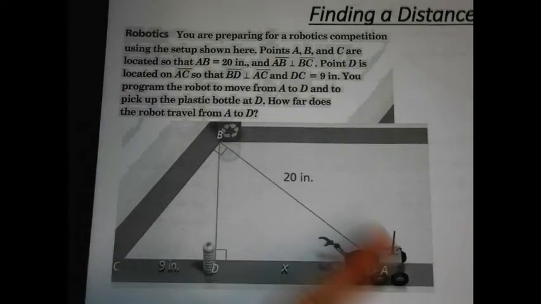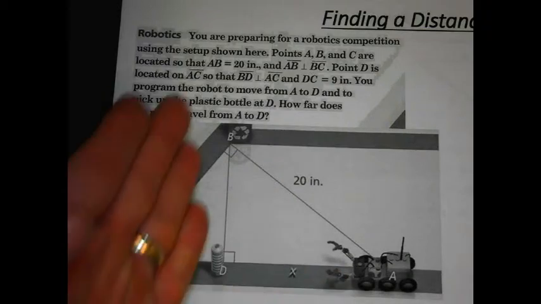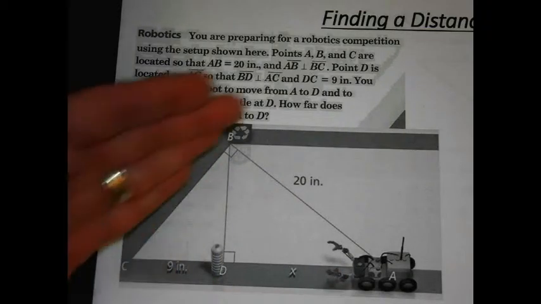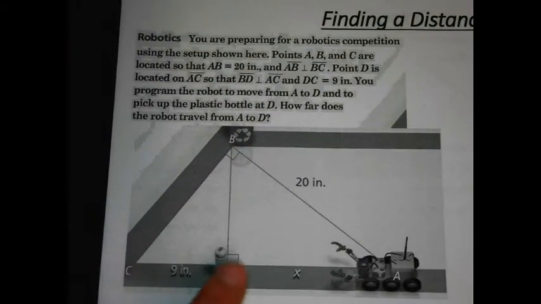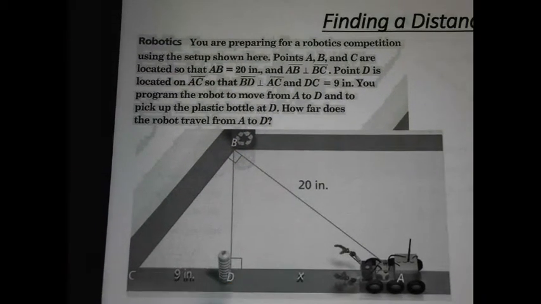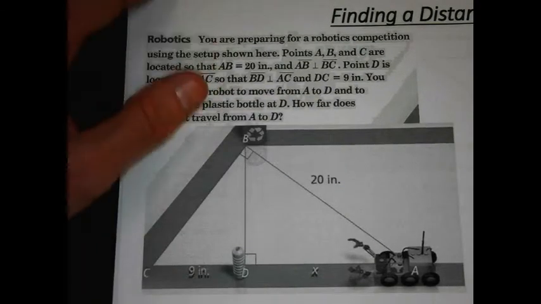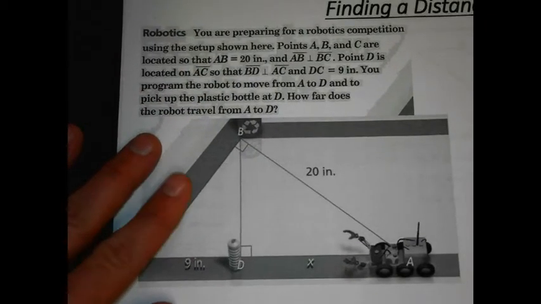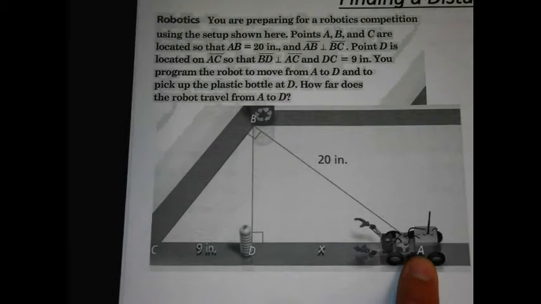Points A, B, and C are located such that AB is 20 inches. AB is perpendicular to BC, so we have a right triangle. Point D is on AC, so that BD and AC are perpendicular, and DC is 9. So we have this whole setup, with all the words here, basically explaining the picture you're looking at. The question is, how far does a robot have to move to go from point A to point D?